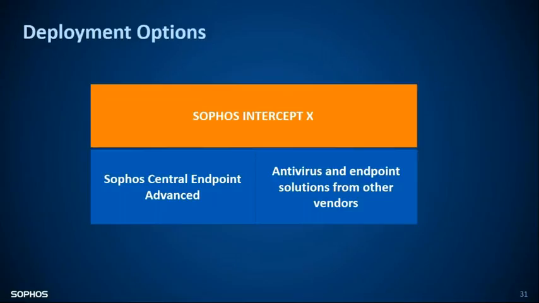Now, Intercept X can be run in a number of different ways. We've actually built this Intercept X to run alongside, if you already use, for example, Sophos Endpoint Protection. If you're using our Sophos Central Managed Endpoint Protection, Intercept X can run alongside that. If you're using our on-premise managed endpoint protection, you will need to migrate to have it managed through Sophos Central to take advantage and use Intercept X.